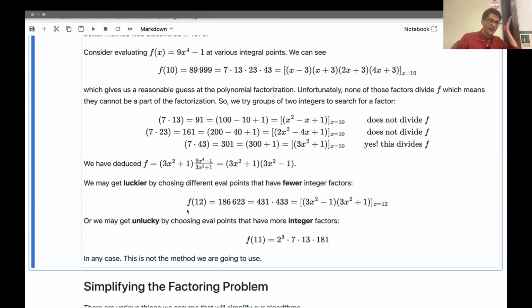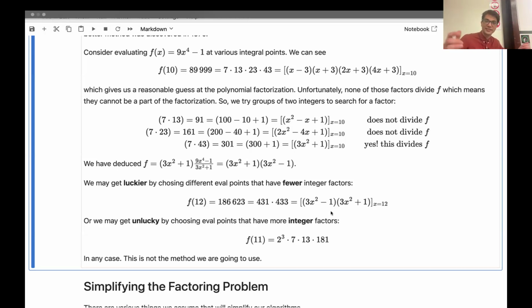Okay, so if I evaluate this function at 12, you're going to get 186,623, which corresponds to the factorization 431 times 433. 431 could have come from 400 plus 30 plus 1, or I guess, how did they form this one? Anyway, it came from 3x squared minus 1, and 433 came from 3x squared plus 1. Oh, this is 12, not 10. Sorry about that. And in fact, that's just the factorization, period.